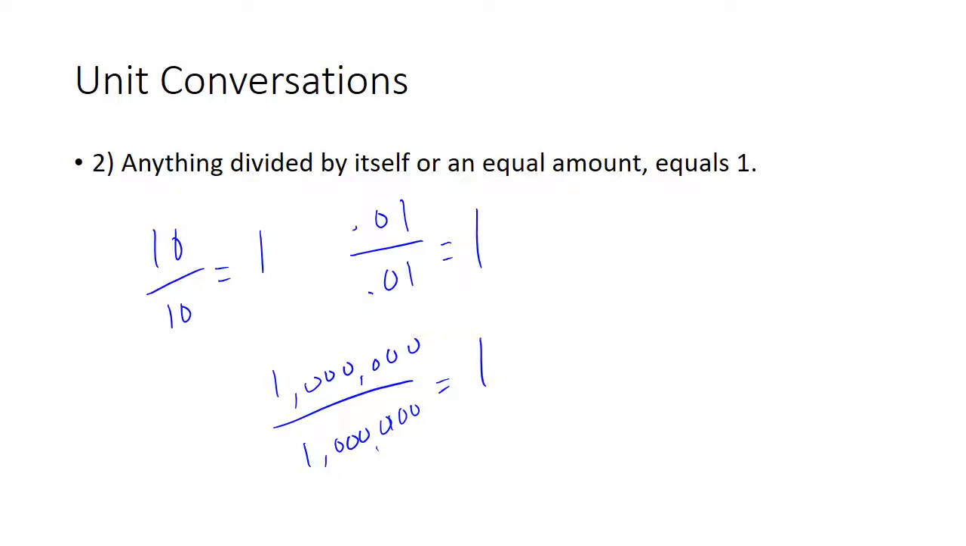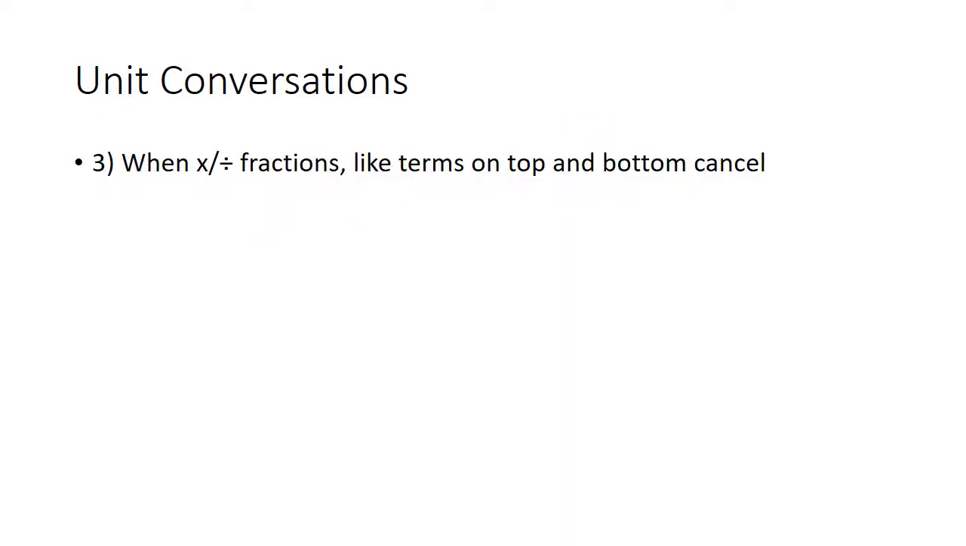So we know anything multiplied by 1 is equal to itself. Anything divided by itself or an equal amount is equal to 1. I'm going to come back to this equal amount part in a little bit. Another one is from algebra. When you're multiplying or dividing fractions, terms on top and bottom cancel. This is like simplification. Think of it as simplification of a fraction, right?